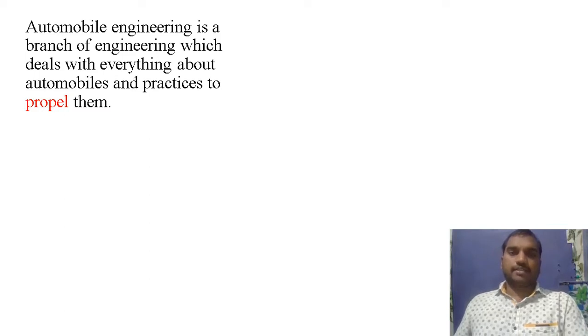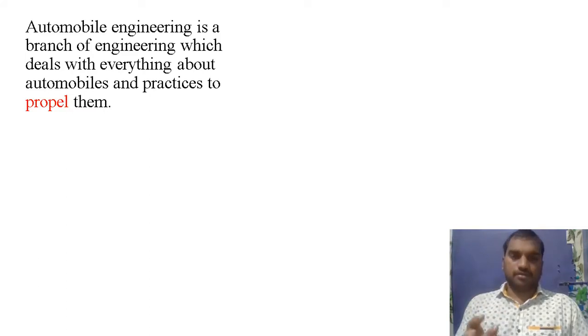Automobile is a combination of two words. One is auto, another one is mobile. Auto means self-propelled. Mobile means vehicle. A self-propelled vehicle is known as automobile.